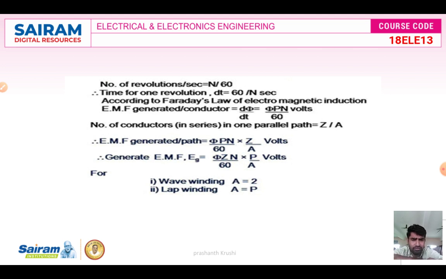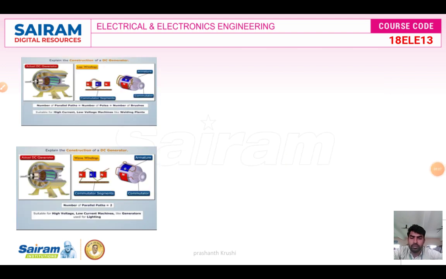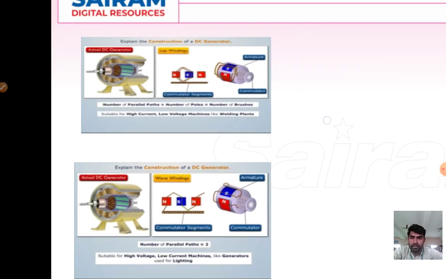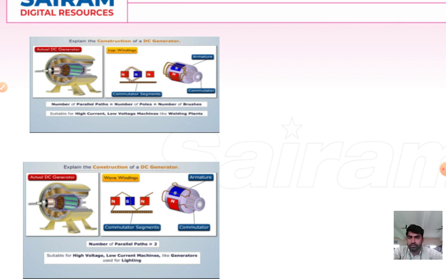So wave winding and lap winding are the two types. I'll tell you how wave winding and lap winding are made in the DC generator armature. This one, I think it's visible, right? This one is lap winding, and this one is wave winding.